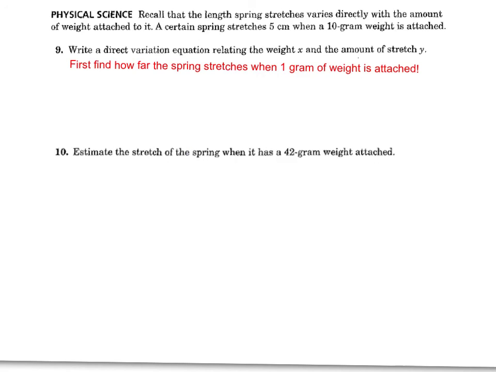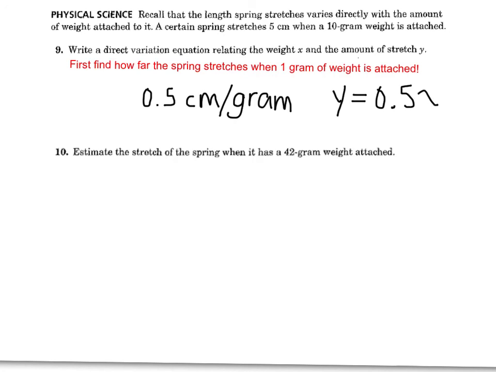So in order to do this, we first need to find out how far the spring stretches when 1 gram of weight is attached. We can do this by taking 5 centimeters and dividing by 10 grams. That's going to give us 0.5 centimeters per gram. This is our unit rate. So now to write the equation, we're going to go ahead and say y equals 0.5x.